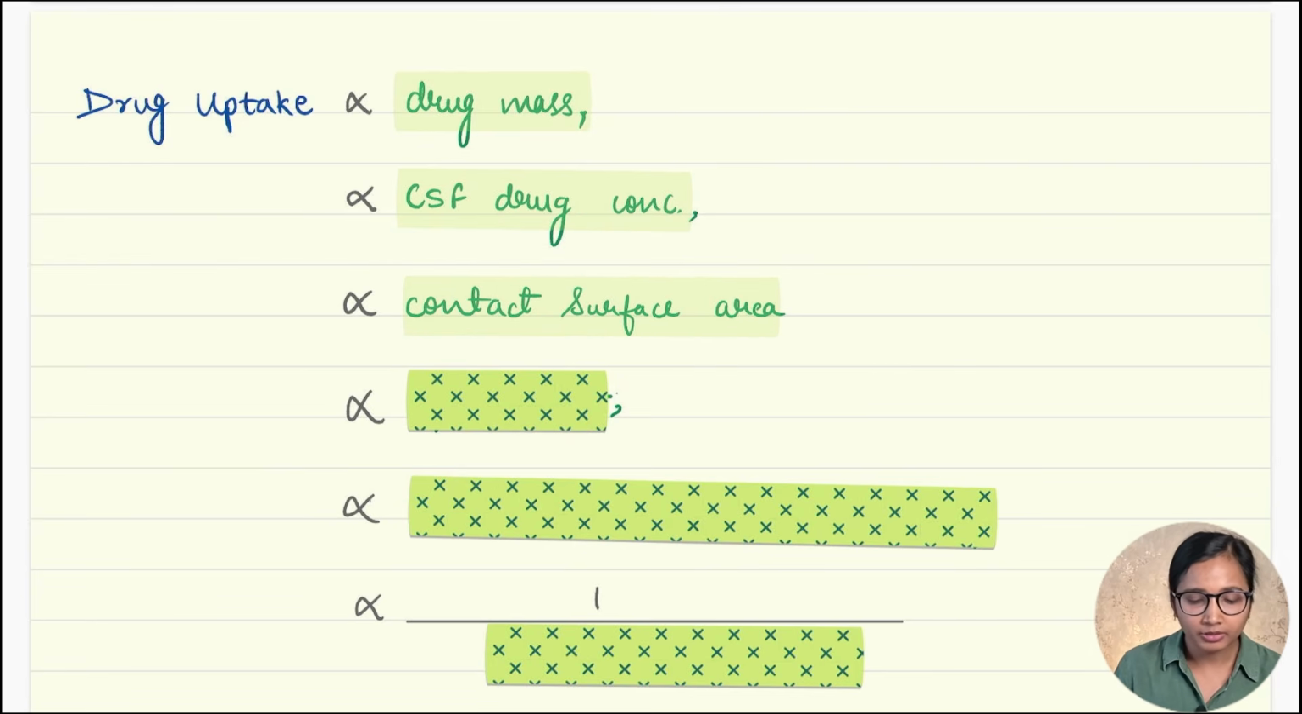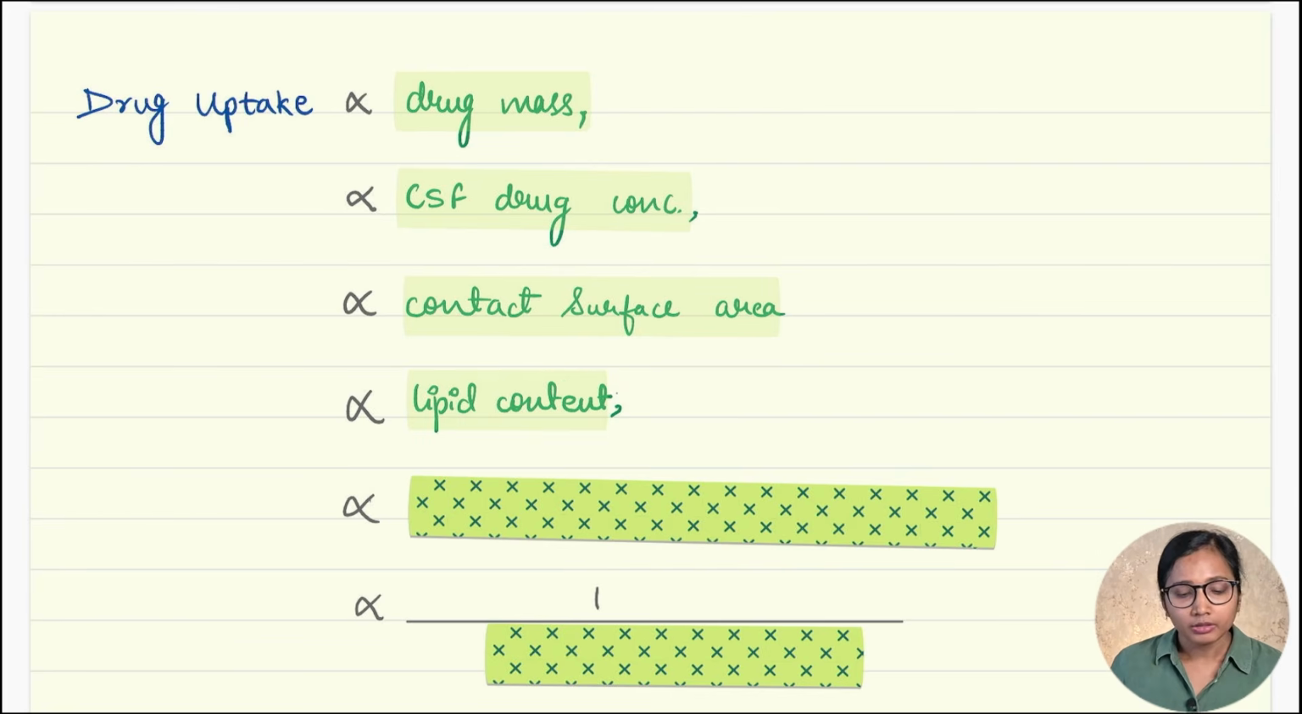The other factor which affects the drug uptake is contact surface area. Nerve fibers have surface area. The smaller the nerve fiber, the larger the surface area. The smaller nerves are easily blocked as the drug uptake in smaller nerves is faster. Lipid content also affects drug uptake. The more the myelination, the more is the uptake.